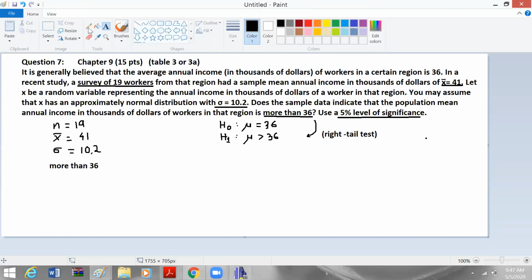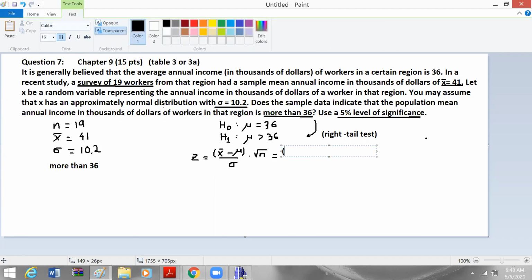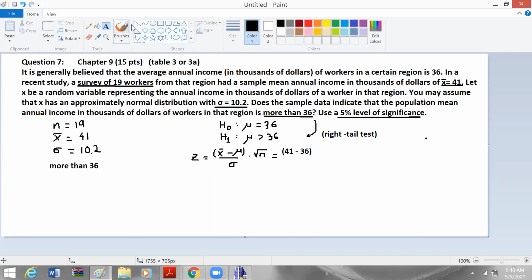Now the formula that we need to use for step 2, when you compute the statistic, is basically the one we used for chapter 7. We take x bar minus the mean, divided by the standard deviation, times radical n. The x bar here is given as 41. The mean is taken from the hypothesis, 36, which is what we're trying to test. And then we divide by the standard deviation, 10.2.